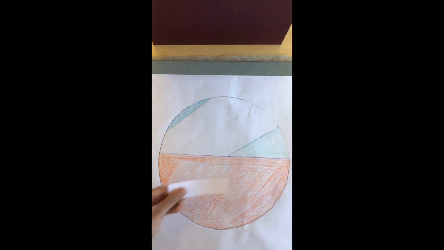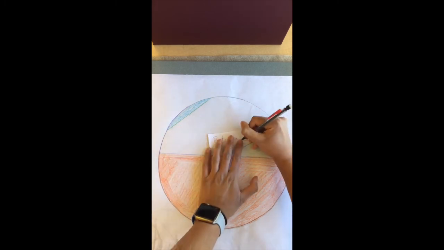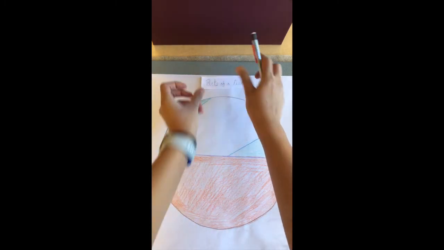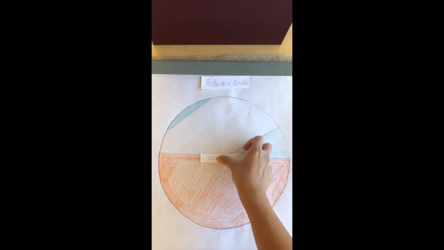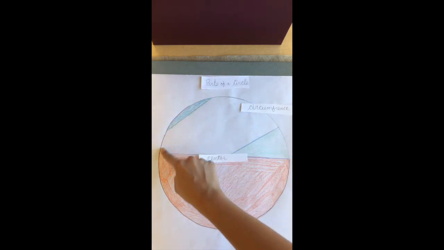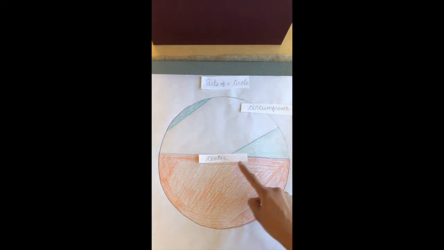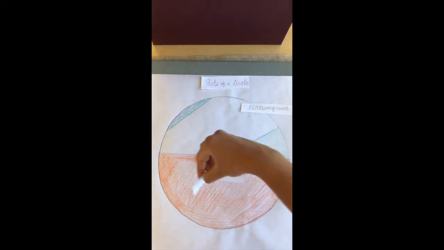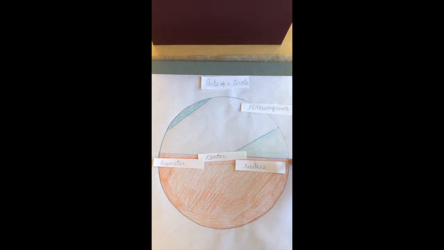So now I have given you the parts of a circle, and that will be the title of our work. So let's go ahead and quickly review what we have. We have the center, which is the middle of the circle. We have the circumference, which is the curved line that makes up the whole circle. We have the radius, which is the line from the center to the circumference. Then we have the diameter, which is the line from one end of the circumference to the other, and it is equivalent to two radii.